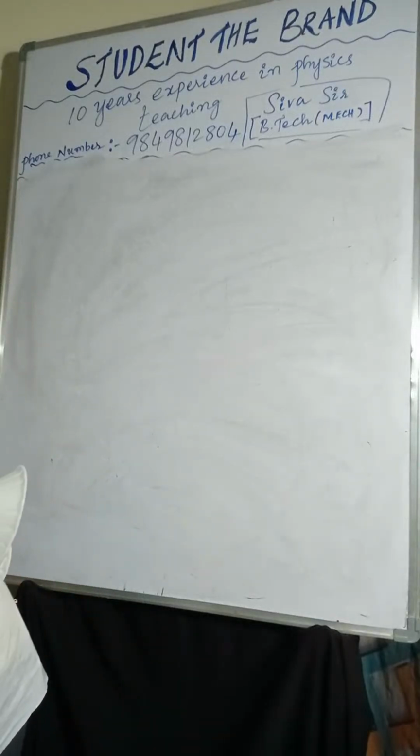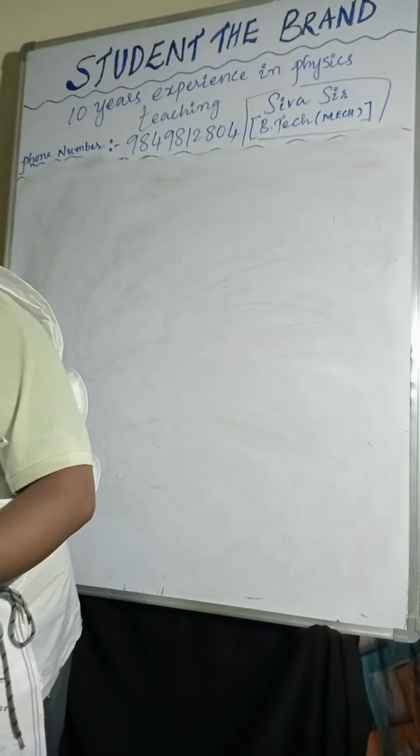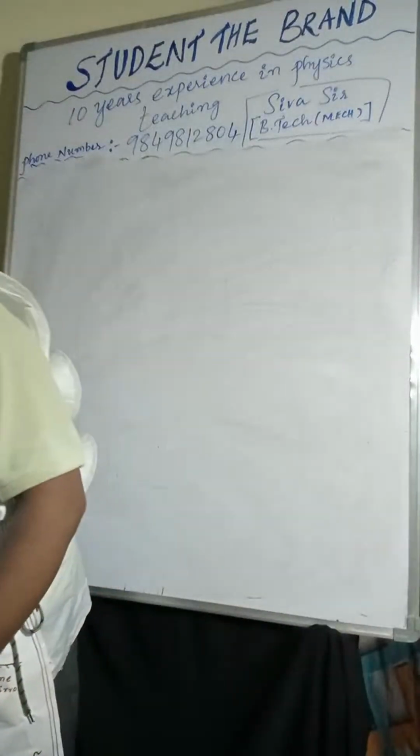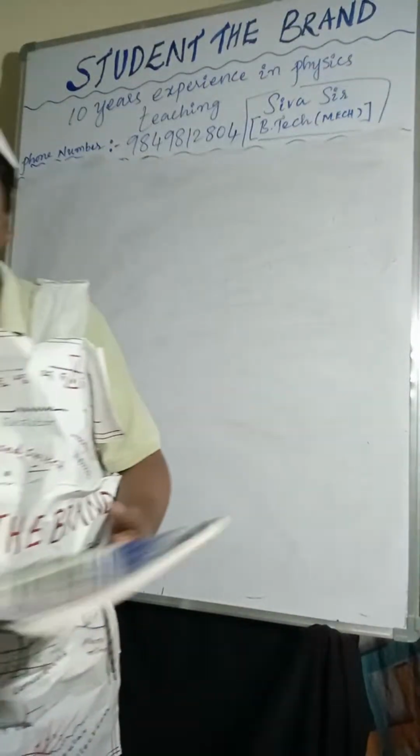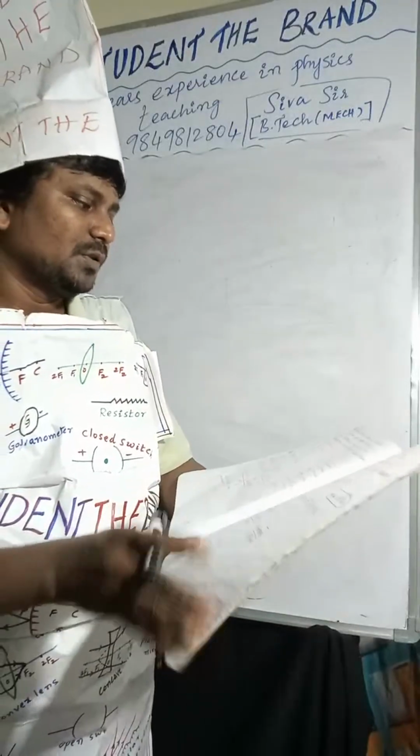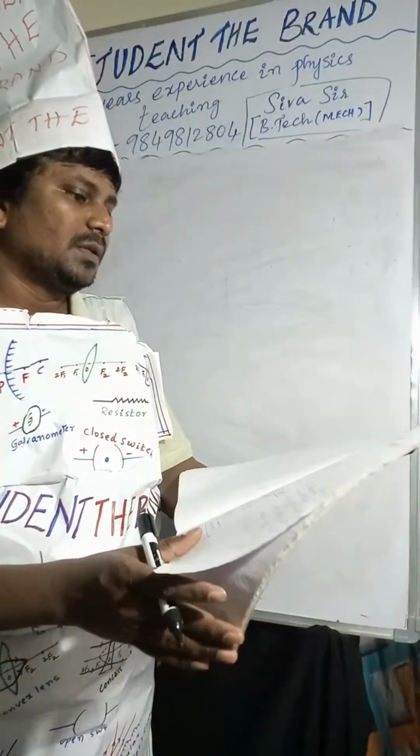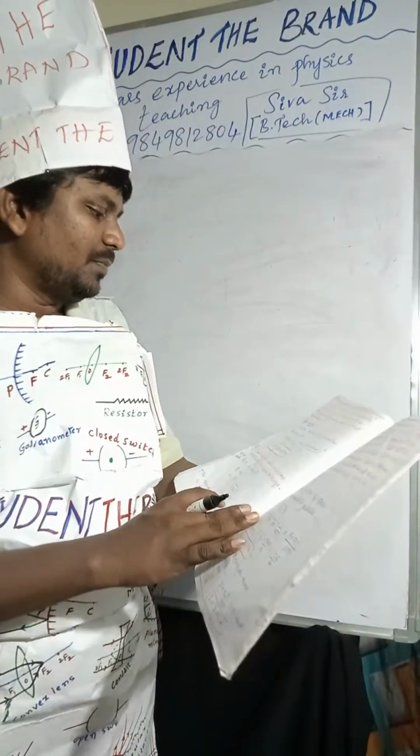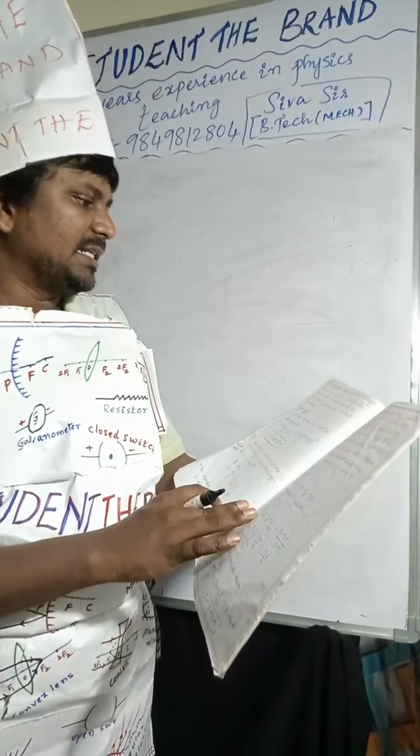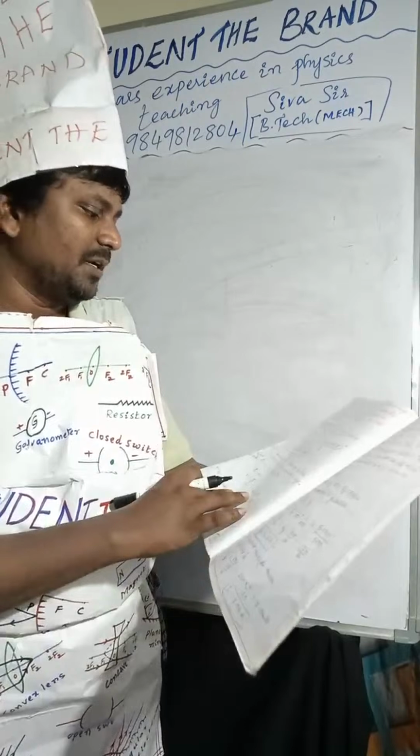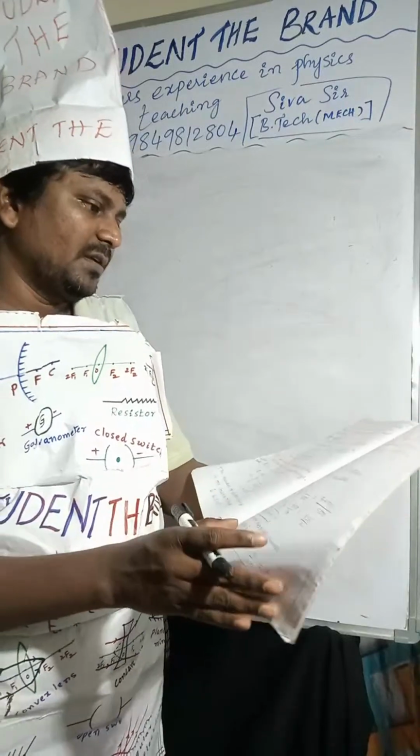Here we can see electricity problems. We need to do them. We'll go to the different points. Resistance of the material. We'll work out on the resistivity of the material.